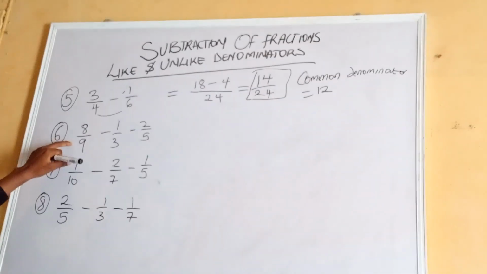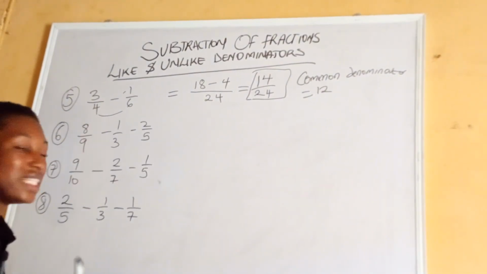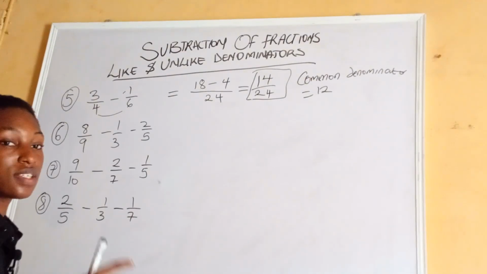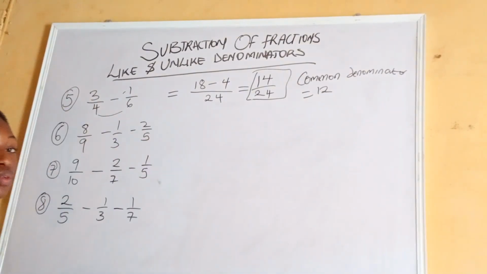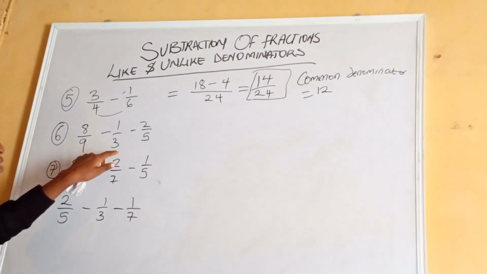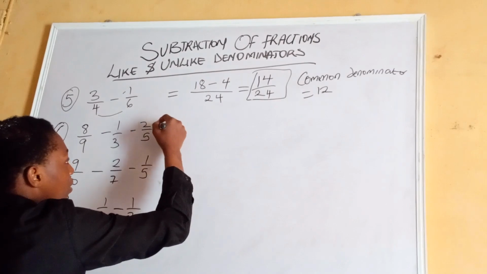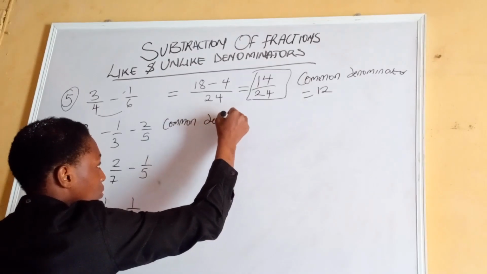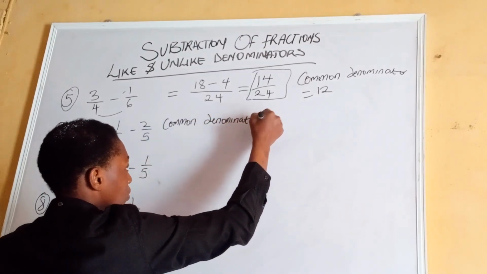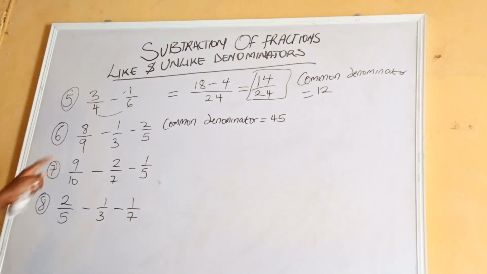For question 6, we have 8 over 9 minus 1 over 3 minus 2 over 5. So what do you do in this case? First things first, you need to find the common denominator. So common denominator of 9, 3, and 5. When you look for the LCM of 9, 3, and 5, your answer should be 45. So the common denominator here is 45. So now let's go into solving these fractions.